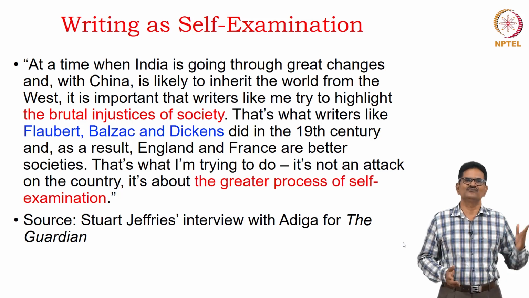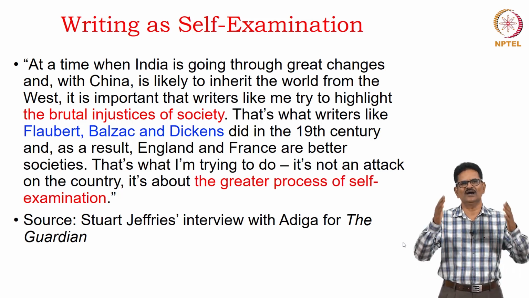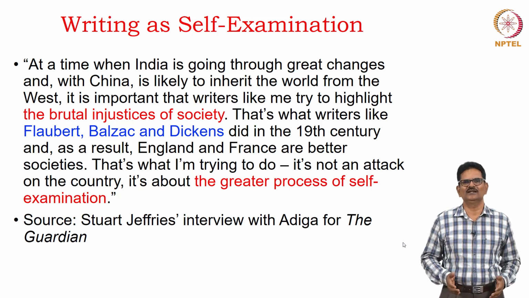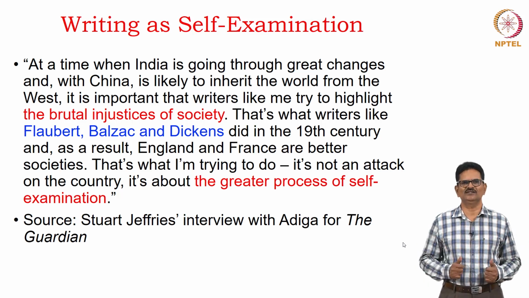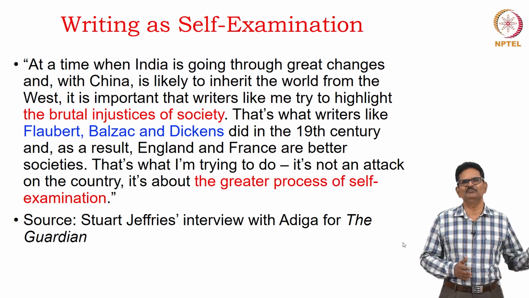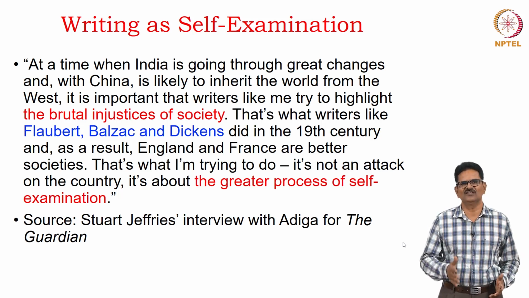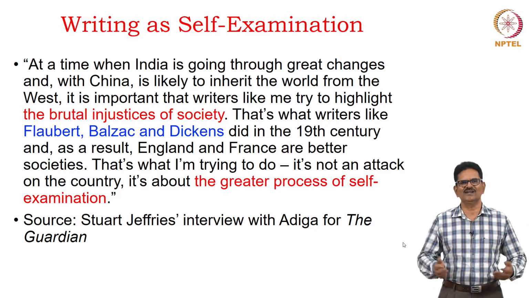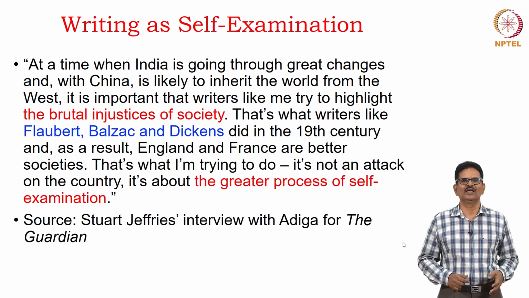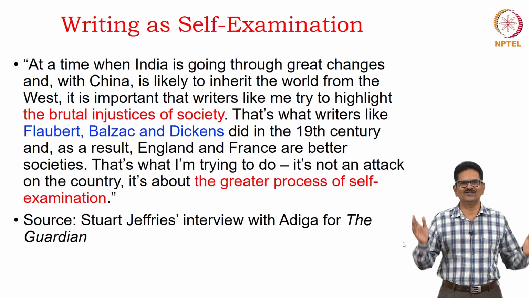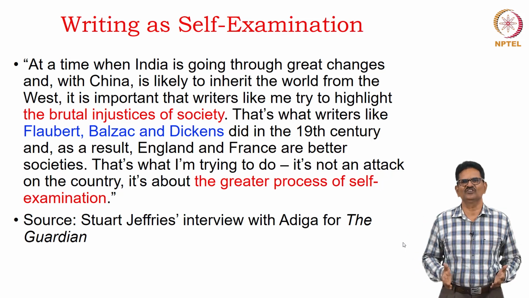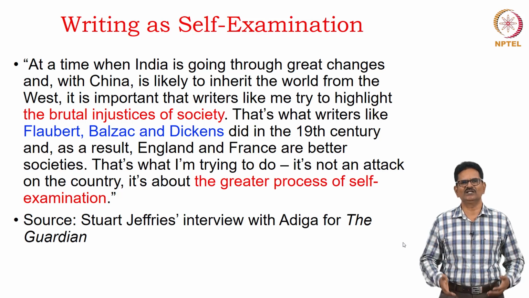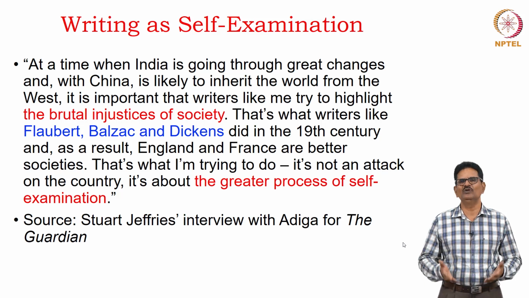That's what writers like Flaubert, Balzac, Dickens, remember these are the writers who influenced Adiga, did in the 19th century, and as a result England and France are better societies. If England and France could become better societies by the writings of Flaubert, Balzac and Dickens, Aravind Adiga believes that India can become a better society with his writing or with similar writings. That is what I am trying to do. It is not an attack on the country, it is about the greater process of self-examination. Who we are, what we are, where we are, what we are doing, we have to ask ourselves. Otherwise, how will we progress?